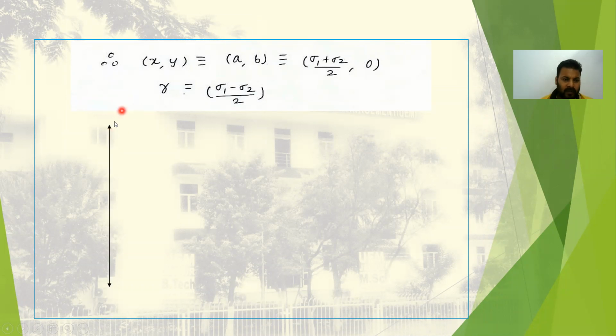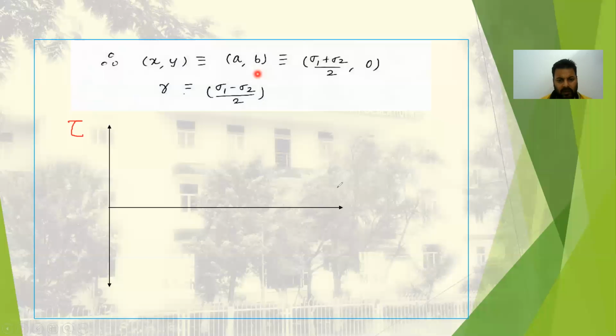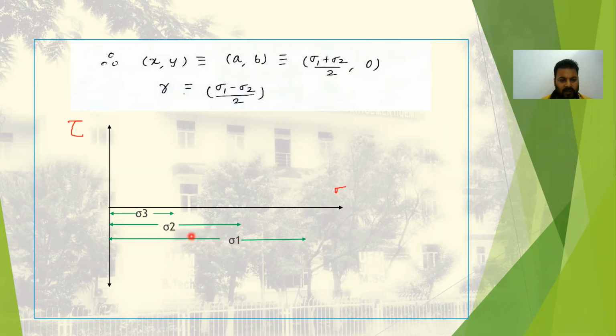So first of all, a vertical line, the y-axis, has been drawn to represent tau. Tau means shear stress. Then a horizontal line has been drawn to represent the normal stress sigma. Then sigma 1, sigma 2 and sigma 3 have been indicated. Sigma 1 is the largest one, sigma 2 is intermediate between sigma 1 and sigma 3, keeping in mind that sigma 3 is the smallest one.